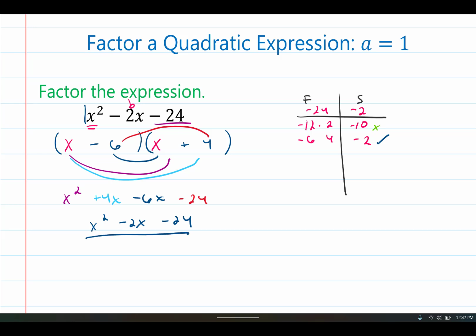And if this expression matches the original expression of the problem, then I know I did it correctly.